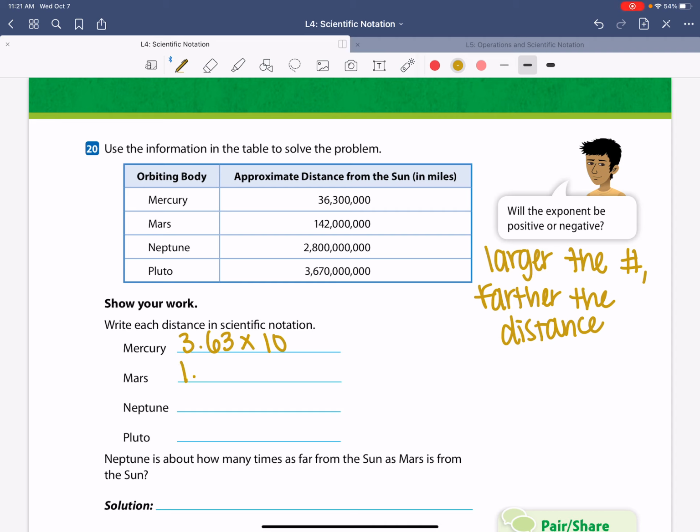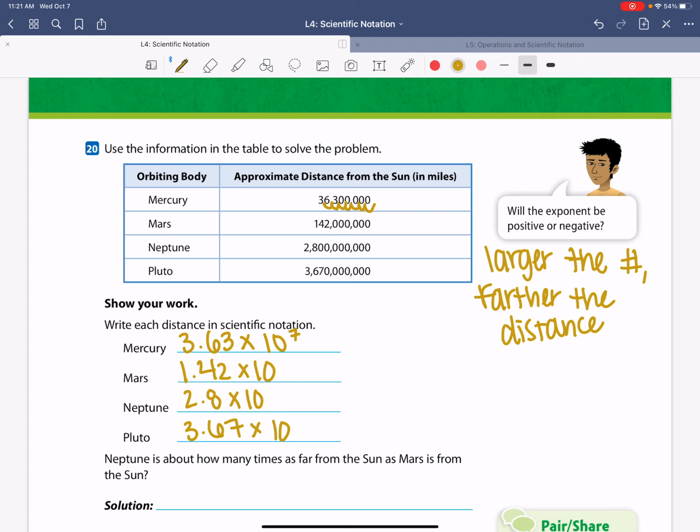Do the same thing for Mars and Neptune and of course Pluto. All right, so for Mercury, we need to move our decimal 1, 2, 3, 4, 5, 6, 7 times. And again, we know our exponents should all be positive because we're going from a smaller number to a really large number for the approximate distance from the sun.